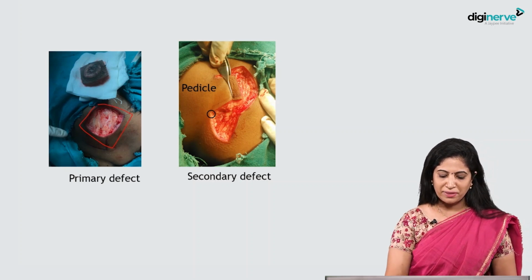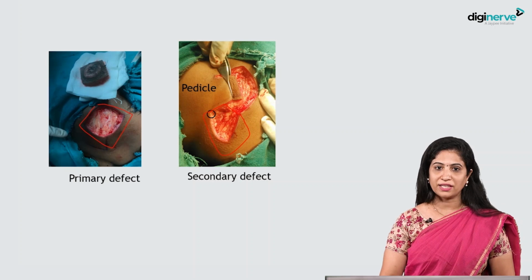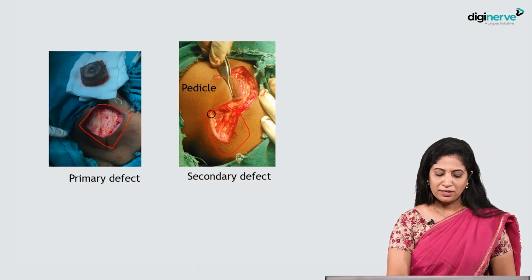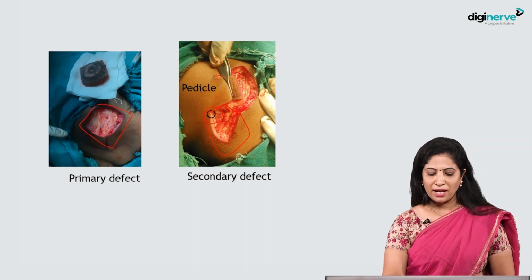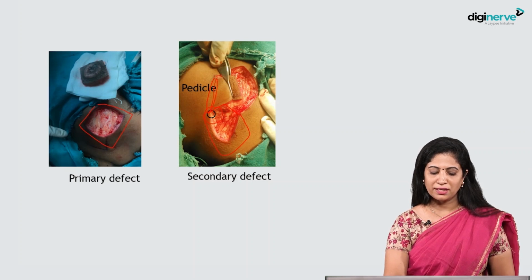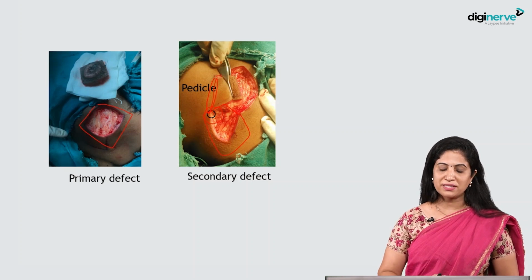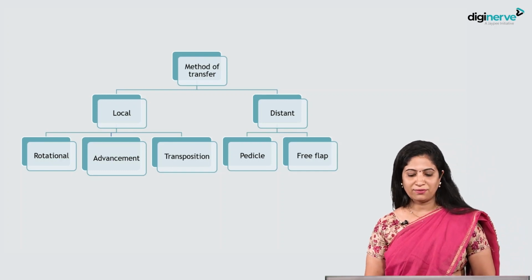And once you close the primary defect, here we have raised a flap from the adjacent skin. So the new defect that is created is called the secondary defect. And now after moving the flap, here is a point that gets the maximum tension, that is called the pivotal point. And the other important thing is the pedicle. This whole thing is called the pedicle because through the pedicle, the vascular or blood supply of the flap takes place.